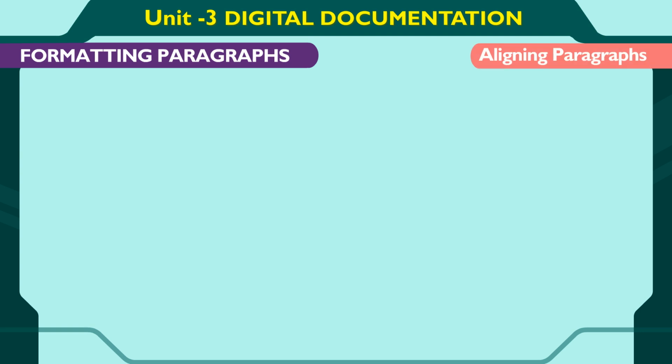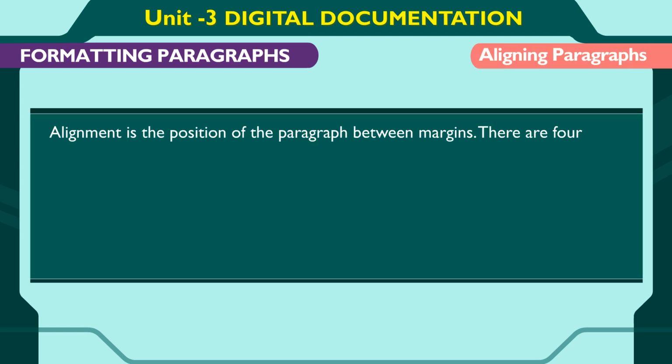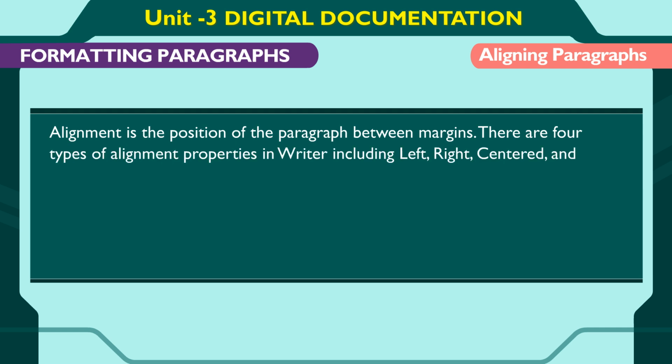Aligning paragraphs. Alignment is the position of the paragraph between margins. There are 4 types of alignment properties in Writer, including left, right, centered, and justified. By default, the text is left aligned.